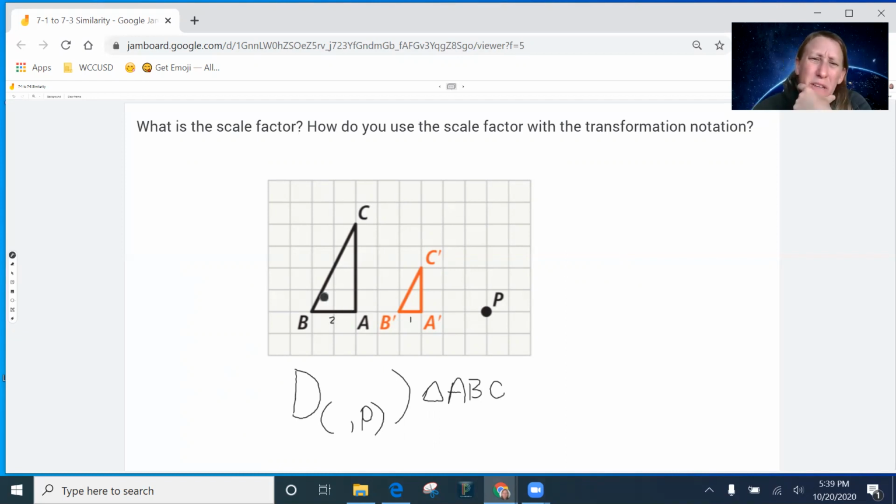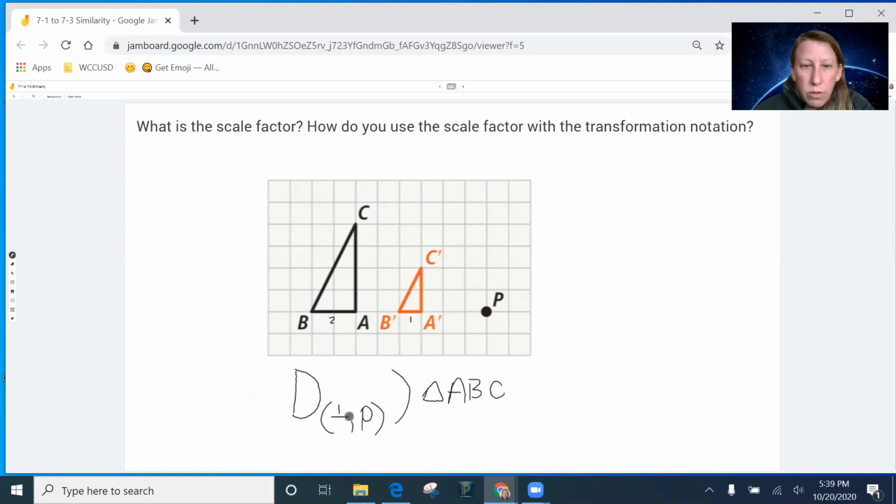Let's see, is it getting smaller or bigger when it turns into A prime, B prime, C prime? It's getting smaller. So if you put a 2 right here, you would get it wrong. Okay, the scale factor for this one, this is a reduction. So the scale factor is 1/2. This is half the size of this one.